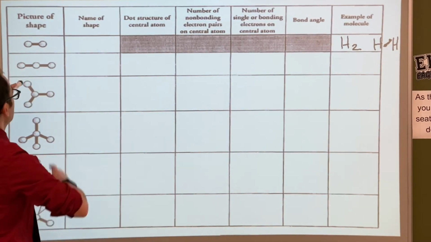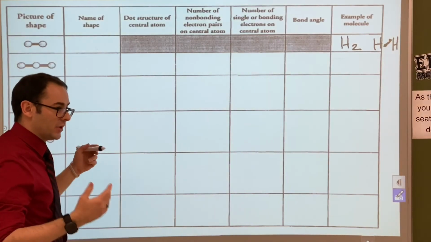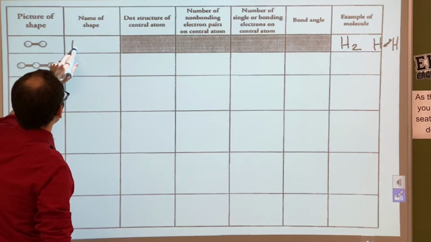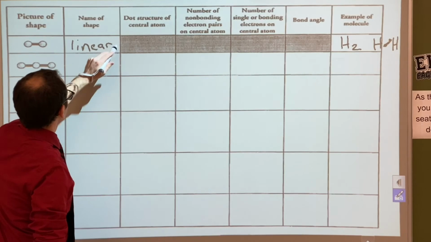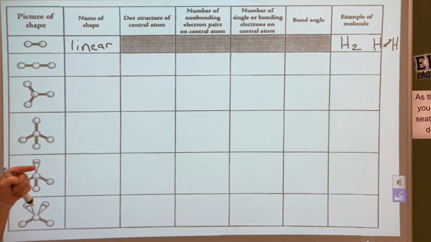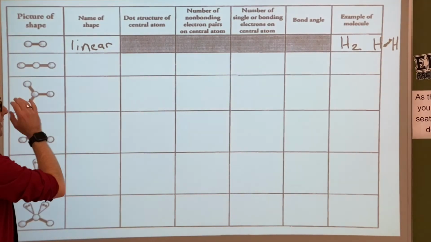Okay, but what about the shape? So the shape is not very complex, so we're just going to call it linear. Linear, it's like a little line, right? And that's pretty much all we can say about that one because there's no central atom for it. And a big thing with all of these is there's a central atom for all of them. All right, so let's look at the next one.